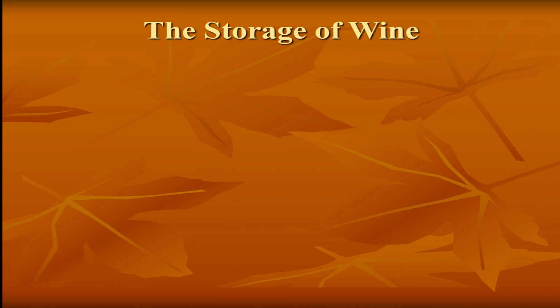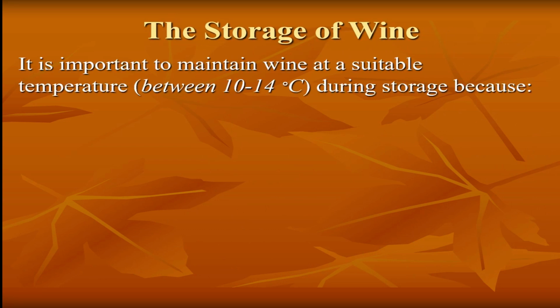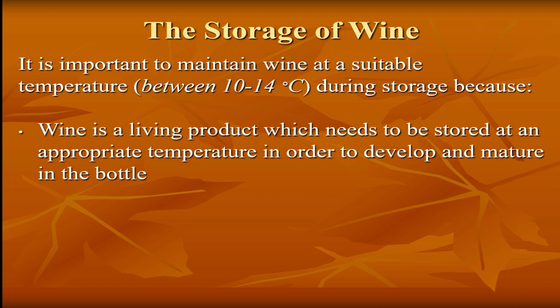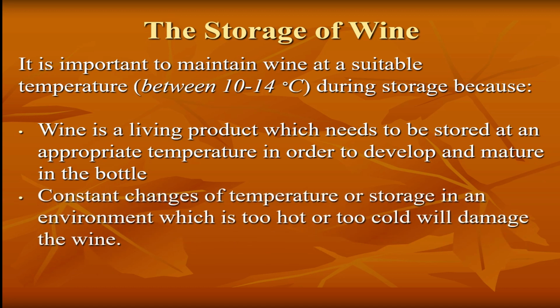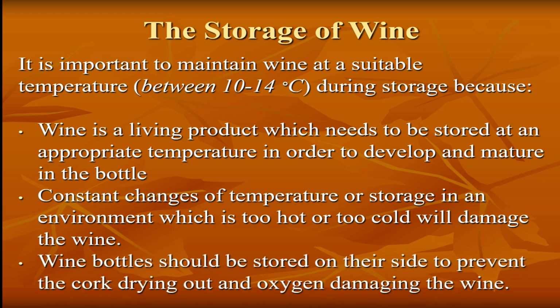The storage of wine. It is important to maintain wine at a suitable temperature between 10 to 14 degrees Celsius during storage because wine is a living product which needs to be stored at an appropriate temperature in order to develop and mature in the bottle. Constant changes of temperature or storage in an environment which is too hot or too cold will damage the wine. Wine bottles should be stored on their side to prevent the cork drying out and oxygen damaging the wine.